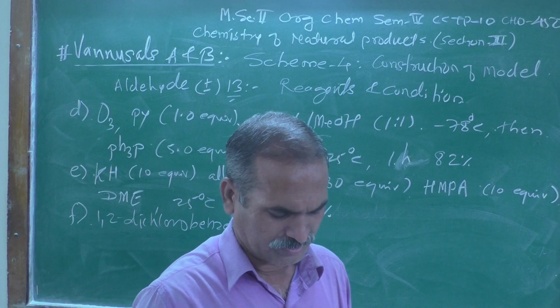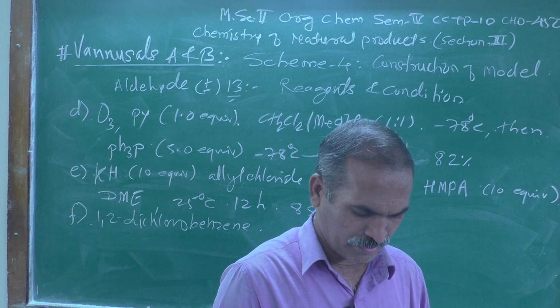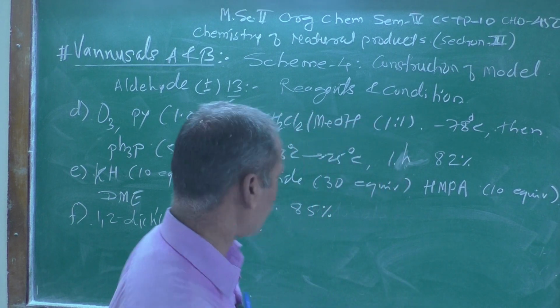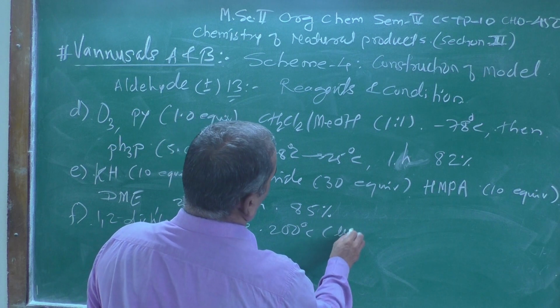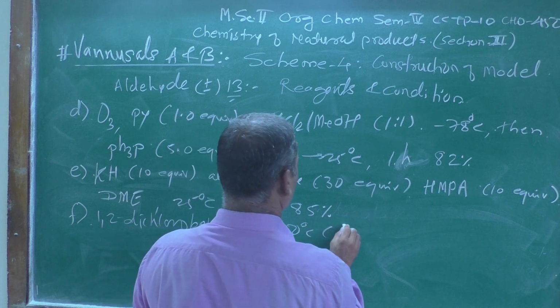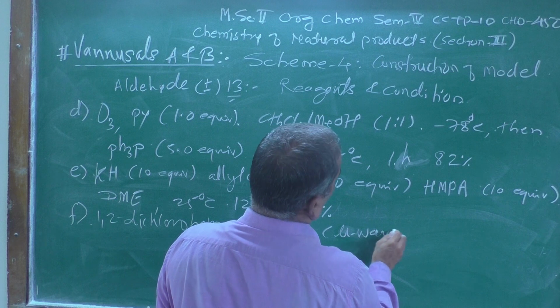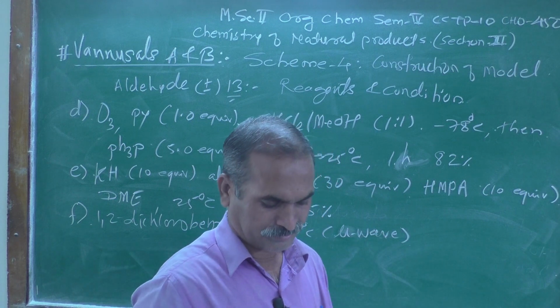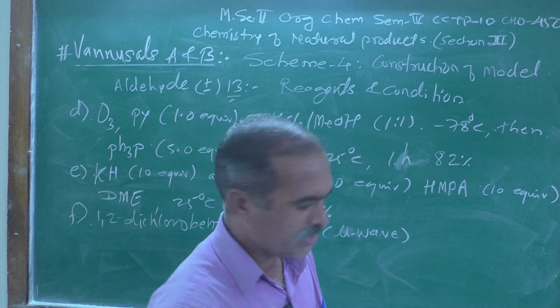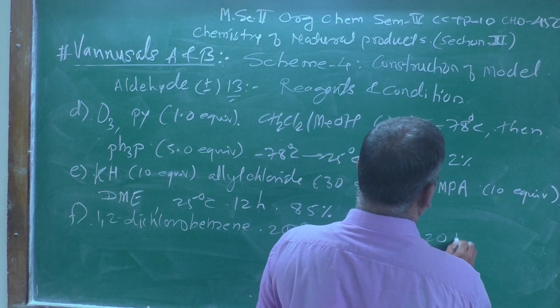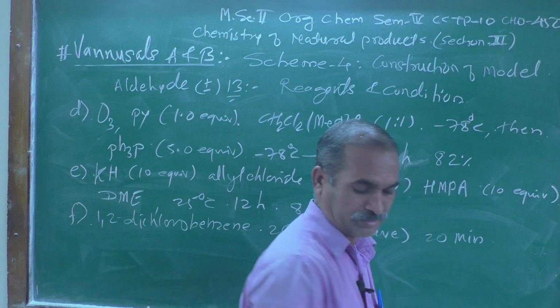1,2-dichlorobenzene, 200 degree centigrade, microwave irradiation, 20 minutes only.